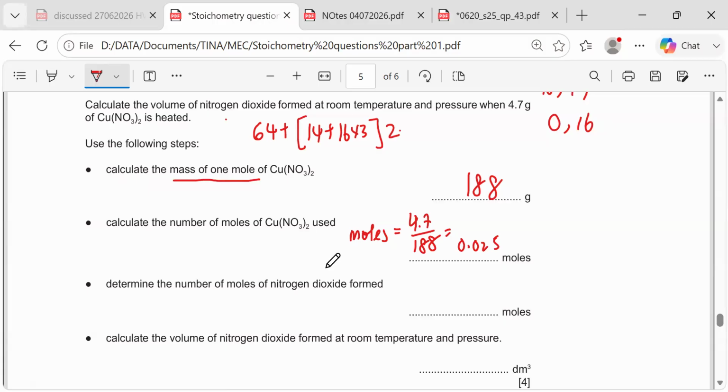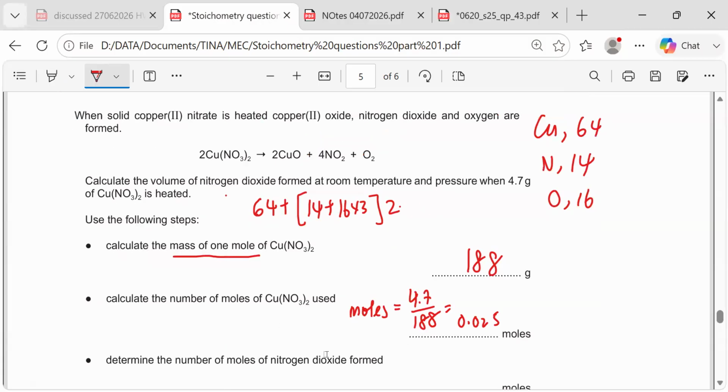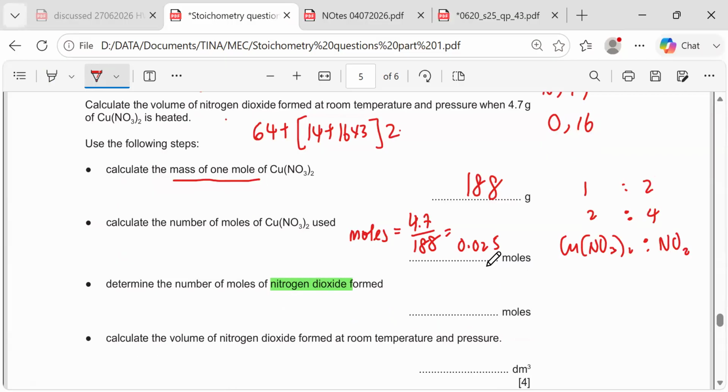Okay. Now, the question is asking you about nitrogen dioxide. Which one is nitrogen dioxide? This one. The ratio is 2 to 4. Can you see why? Here is 2, here is 4. CuNO3 to NO2 is 2 to 4. Is 2 to 4 the same as 1 to 2? Yeah, so what do I need to do? Times 2 lah. So from here to here, times 2. So 0.05.